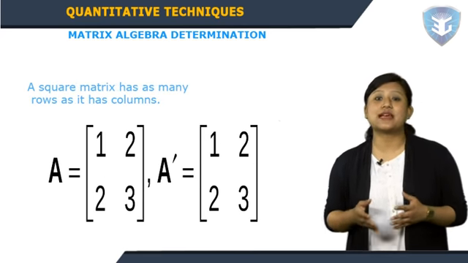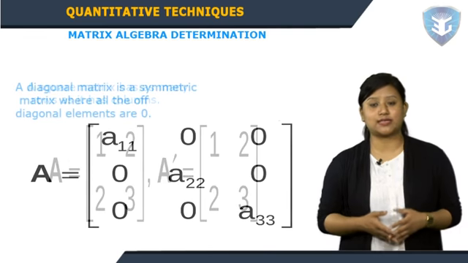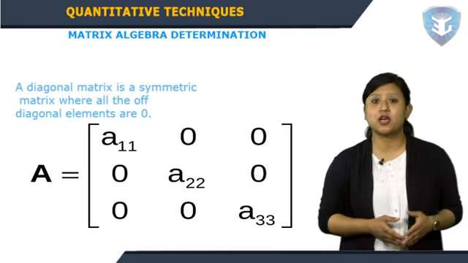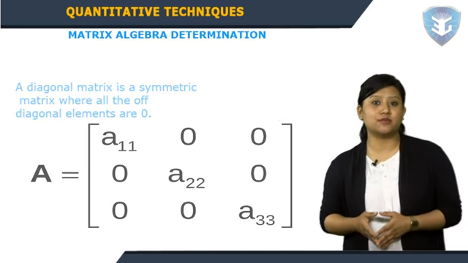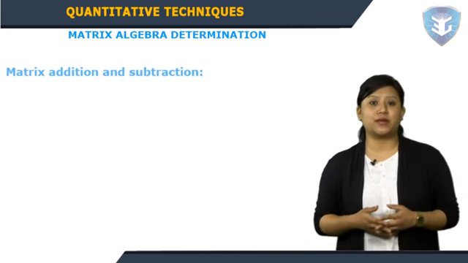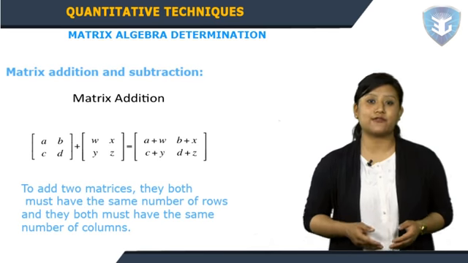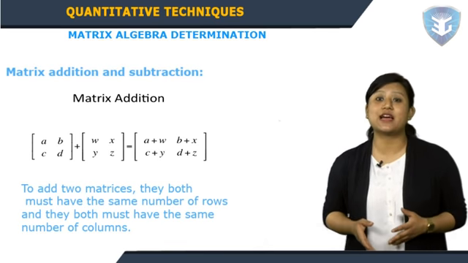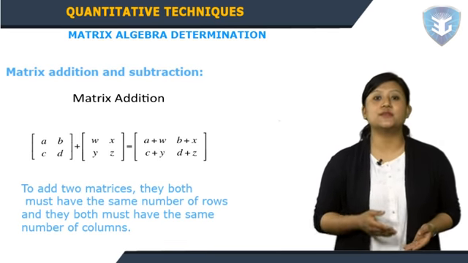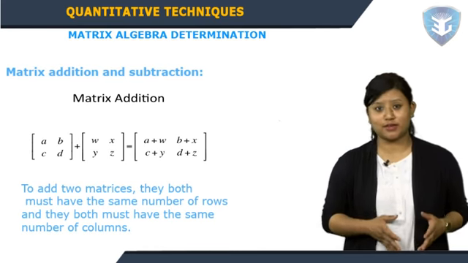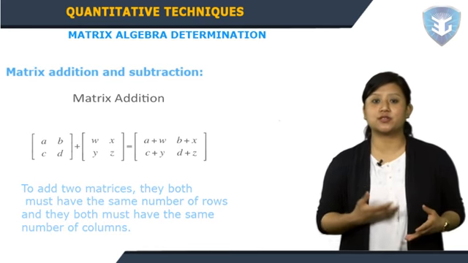A square matrix has as many rows as it has columns. A diagonal matrix is a symmetric matrix where all the off-diagonal elements are 0. Now we will know about matrix addition and subtraction. To add two matrices, they both must have the same number of rows and they both must have the same number of columns. The elements of the two matrices are simply added together, element by element, to produce the results.